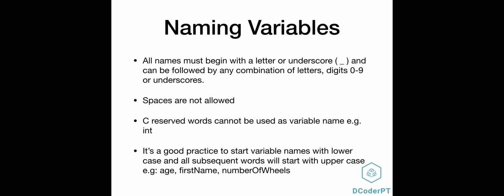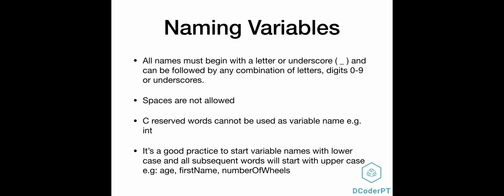Whenever we need a variable name that has more than one word in it, usually what we do is start the next word with an uppercase letter, like we will see in the fourth point. C reserved words cannot be used as variable names. For instance, you cannot use int as the name of a variable because it's a data type. We will see that in a few slides further.